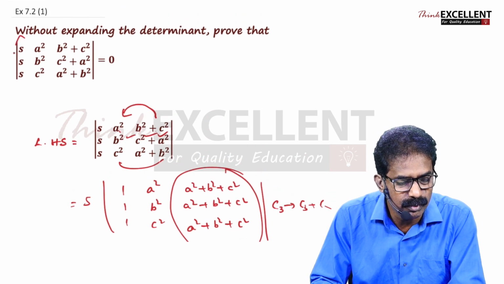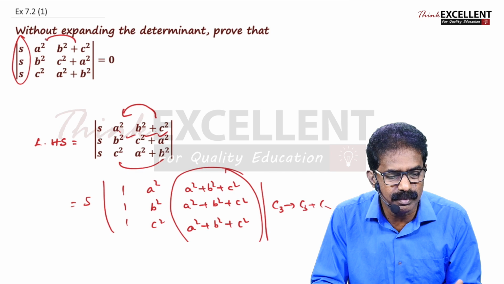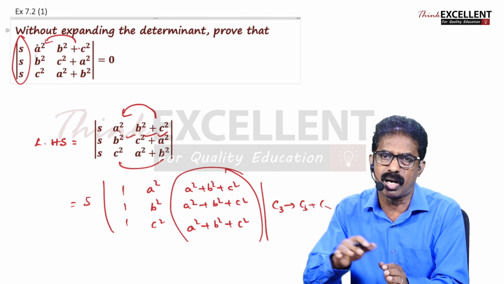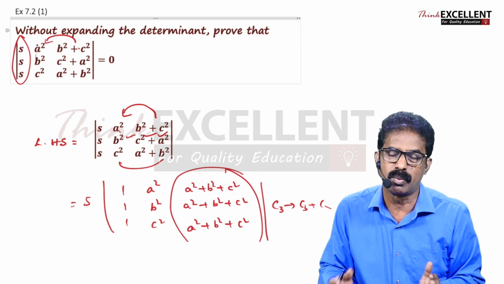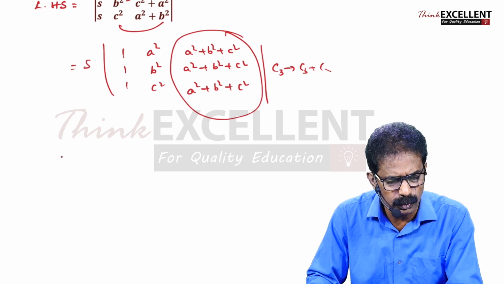See how we did that? In the first column, what is common? S is common. Take it out. Now, instead of third column, third column plus second column. So, you will get A square plus B square plus C square in all the three. Take it out. 1, 1, 1. Now, two columns are identical. The value becomes 0.